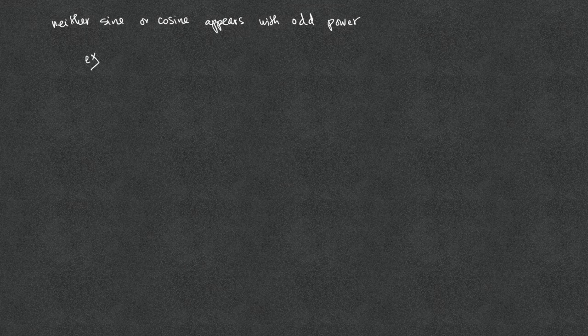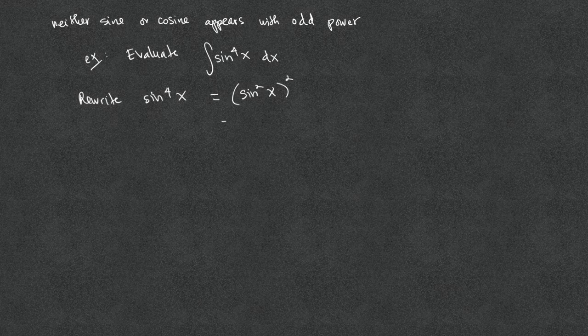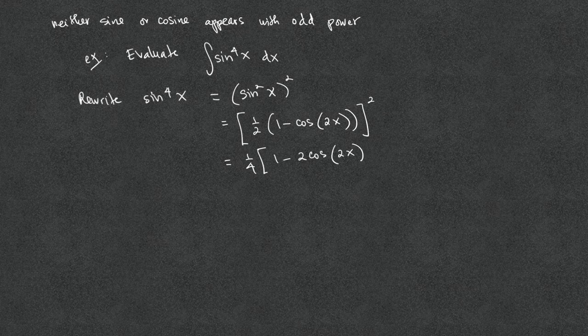With the case where neither sine nor cosine appears with odd power, for example, evaluate the integral of sine to the 4th x dx. We will reduce the power of sine using the trig identities. Sine to the 4th x is sine squared of x, squared, where sine squared of x is 1/2 times 1 minus cosine of 2x, the whole quantity squared. We then expand this to simplify into 1/4 times the quantity 1 minus 2 times cosine of 2x plus cosine squared of 2x.